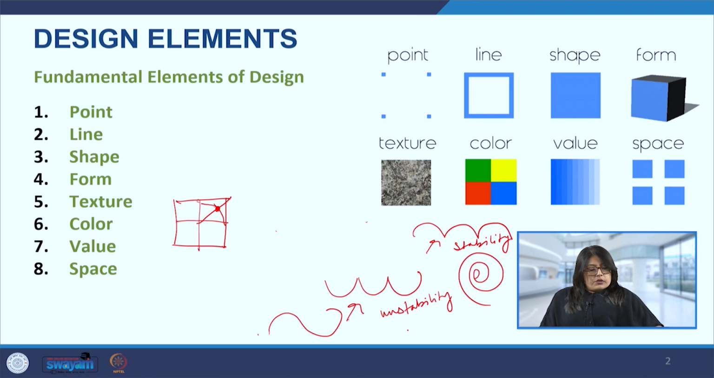Then next we have shapes. So shapes are essentially closed lines. Here we can see that the closed lines form the shape, and form is also similar. The difference is that form is more three dimensional and shape is two dimensional.